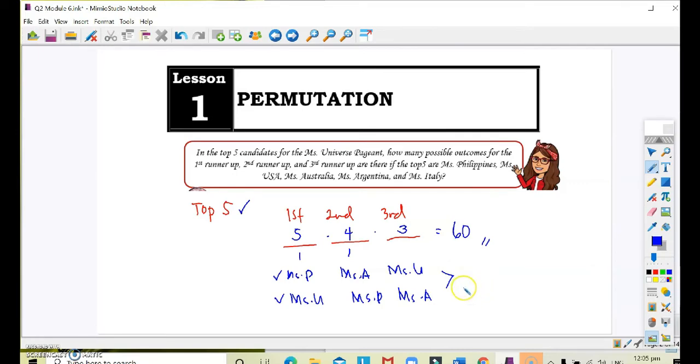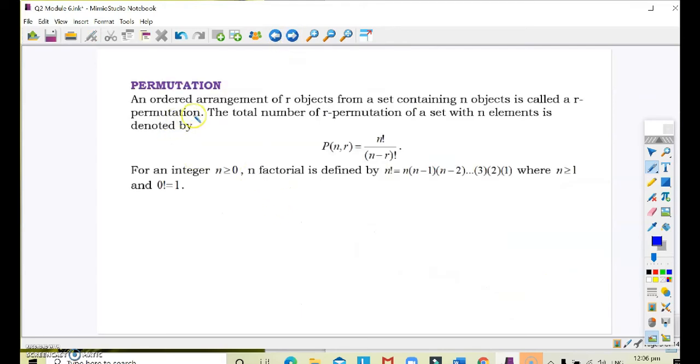So in this case, when we talk about arrangement, where order is important, we are actually dealing with what we call permutation. So what is permutation? Permutation is an ordered arrangement of r objects from a set containing n objects, meaning we're going to arrange n objects in r number of positions. The total number of r-permutations of a set with n elements is denoted by the given formula. We are already familiar with factorial notation because we discussed this last meeting, in our previous video. So, this time it will not be difficult for us to solve problems involving this.